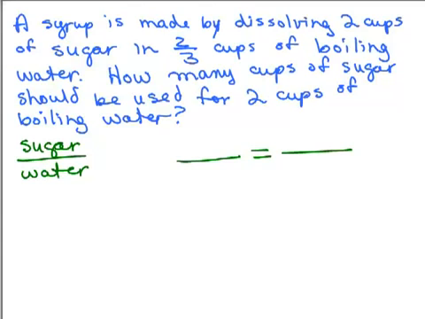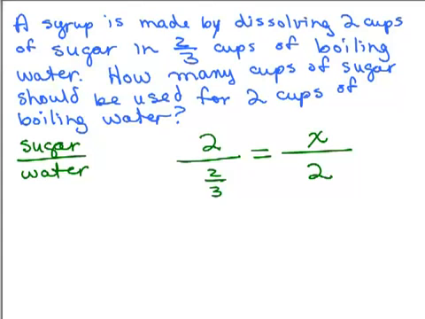All right, so the original recipe uses 2 cups of sugar for 2/3 cup boiling water. So in the numerator is the sugar, and the denominator is the water, 2/3. How many cups of sugar should be used for 2 cups of boiling water? So the second part, how much sugar? I don't know. Let's call that x. And in the denominator, the water is 2.